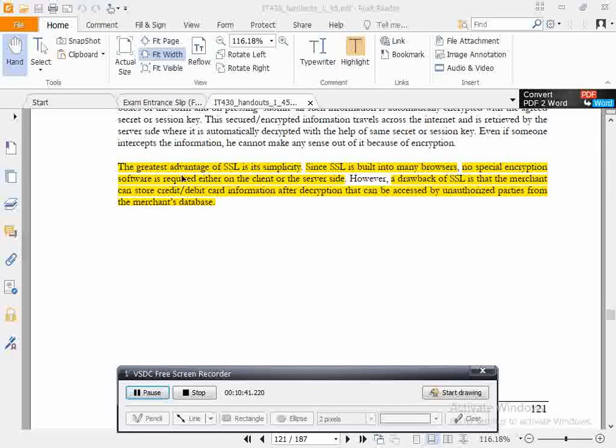The greatest advantage of SSL is its simplicity. Since SSL is built into many browsers, no special encryption software is required either on the client or the server side.